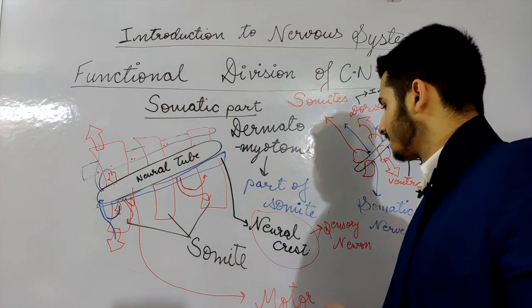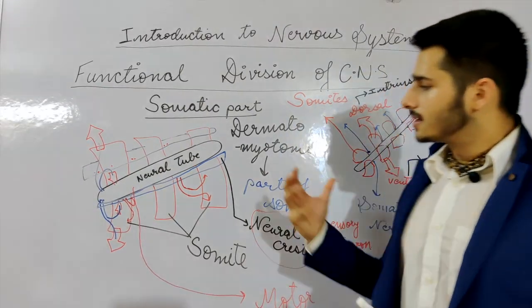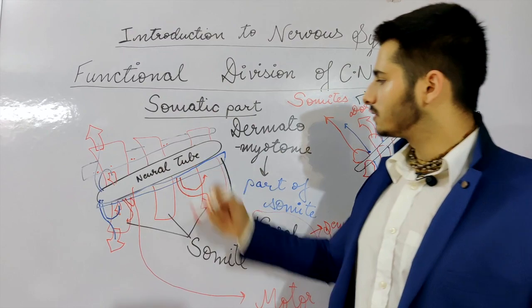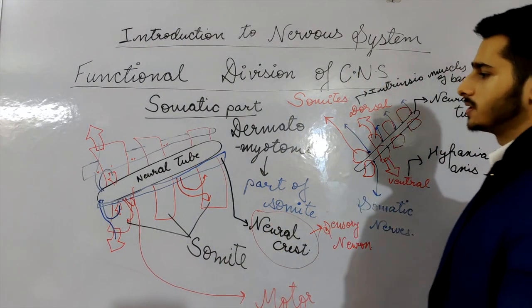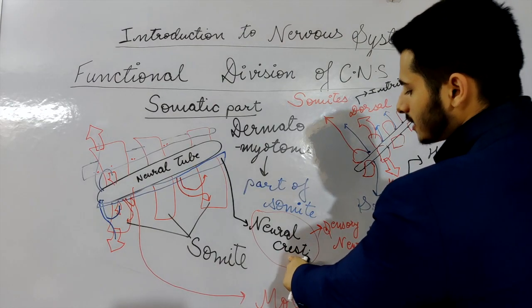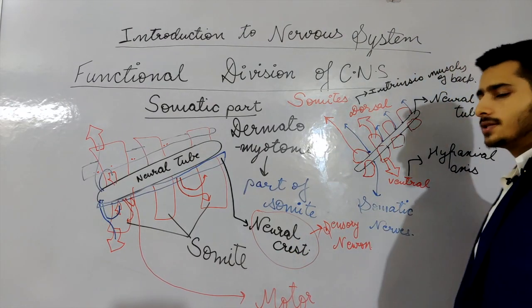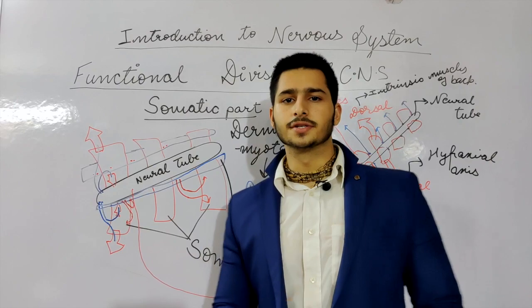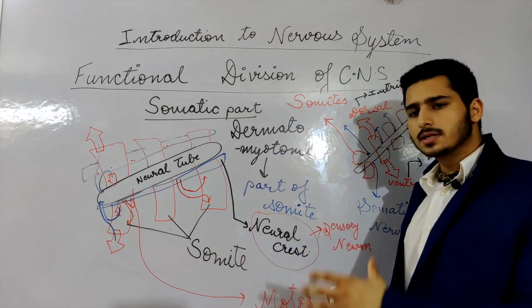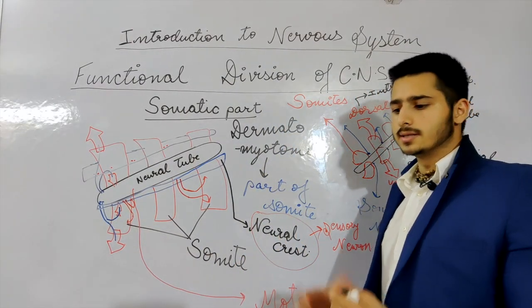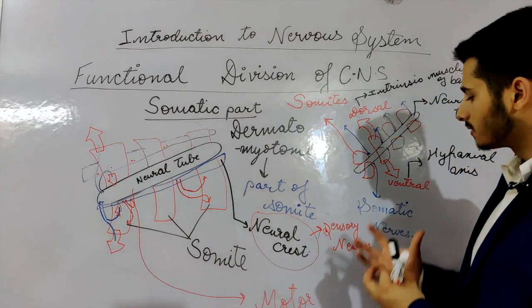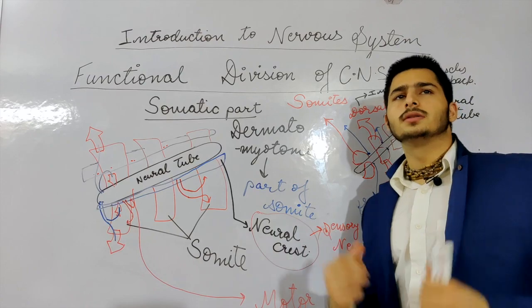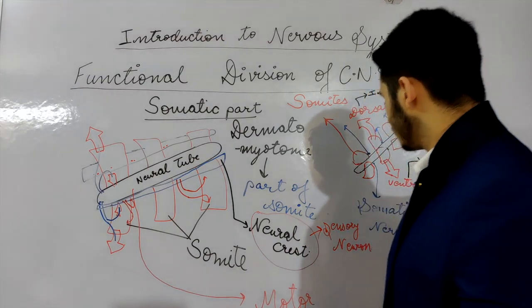Once again, the neurons that arise from the neural tube are known as the motor neurons, whereas the neurons that arise from the neural crest are known as sensory neurons. Clusters of sensory neurons outside the CNS are called a ganglion. So what is a ganglion? A ganglion is a cluster of sensory neurons outside the CNS.